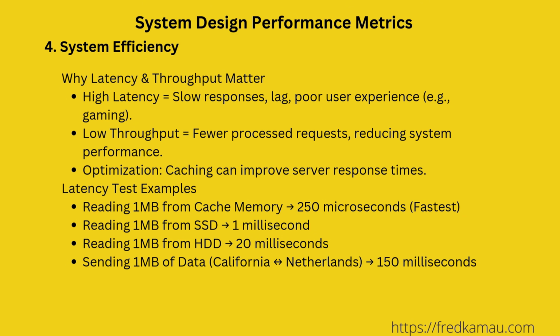Another example is database queries. We can improve the server latency and throughput by using cached memory. For example, reading 1 MB from cache memory equals 250 microseconds. Reading the same 1 MB from an SSD takes 4 times the amount of time, which is 1 millisecond. Reading 1 MB from an HDD takes 20 times compared to reading 1 MB from an SSD, which is 20 milliseconds. And transferring 1 MB of data from California to Netherlands takes 150 milliseconds.